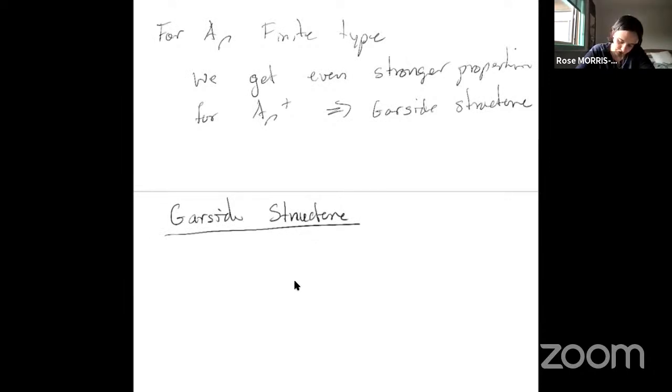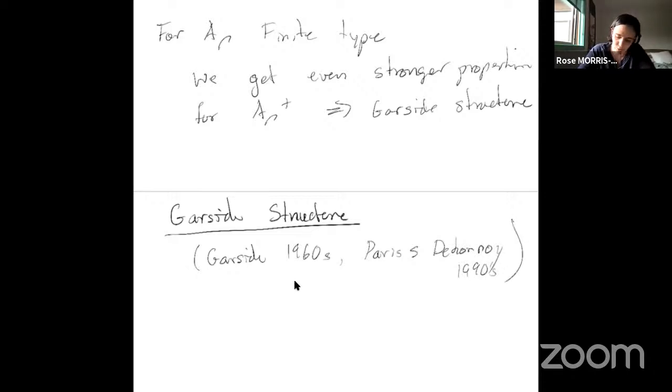So I guess I should give you some history. These are named after Garside in the 1960s. He started doing this, and then he was studying finite type Artin groups and showed that they had a lot of these properties. A lot of the axiomatic structure behind Garside structures was defined by Paris and Dehornoy in, let's say, the 1990s.